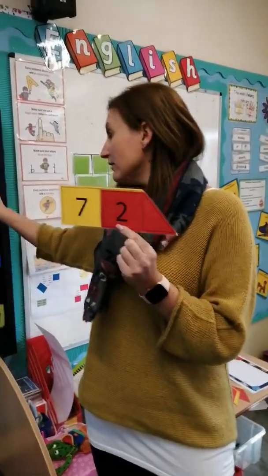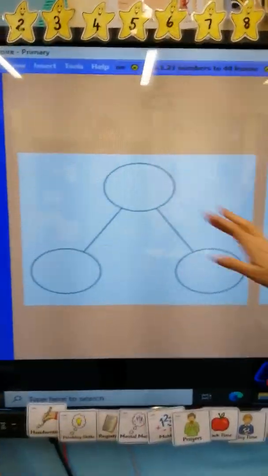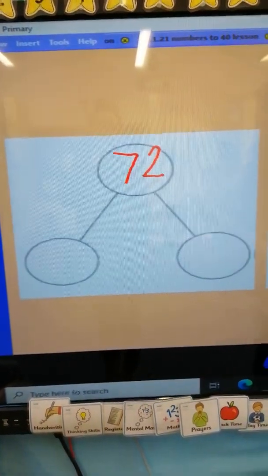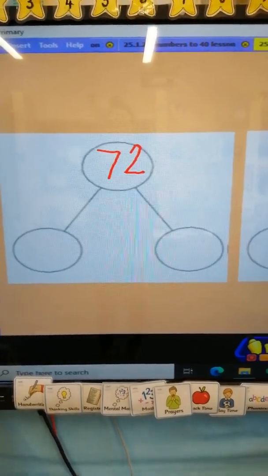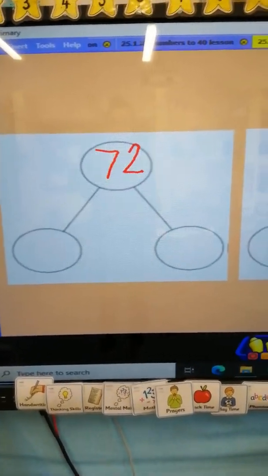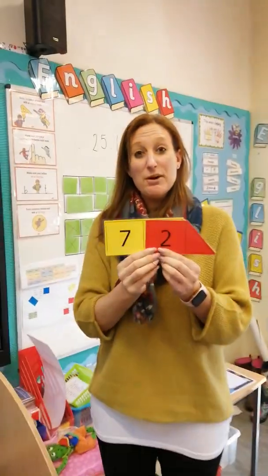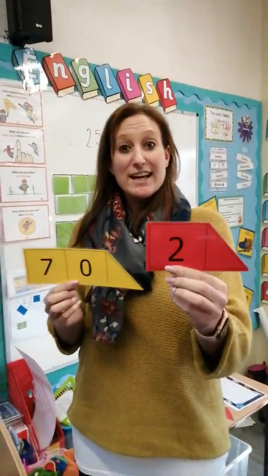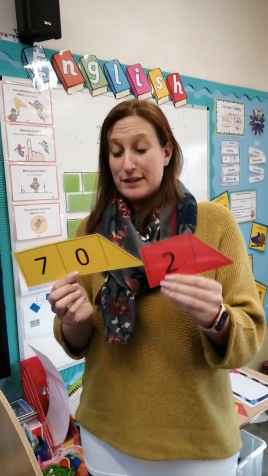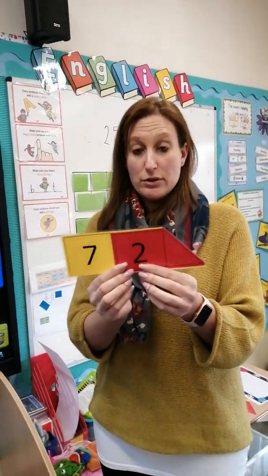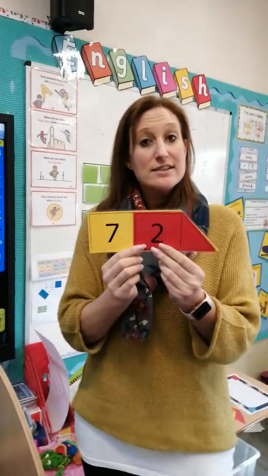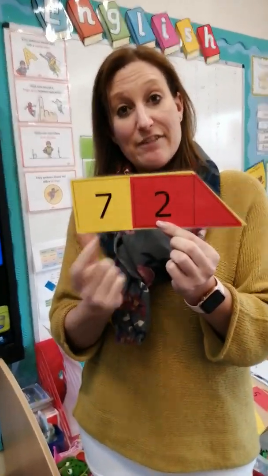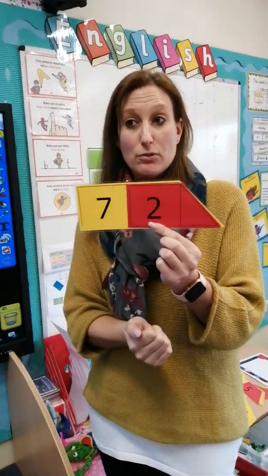I'd like you to pause the video and on your part whole, I'd like you to write the number 72 and then think which two numbers will you have if you partition 72? Off you go. That's right. Well done. You will have the number 70 and 2. The clue is in the name of this number, 72. So the two numbers you should have written is 70 and 2. Let's say together, 72 is made up of 7 tens and 2 ones.